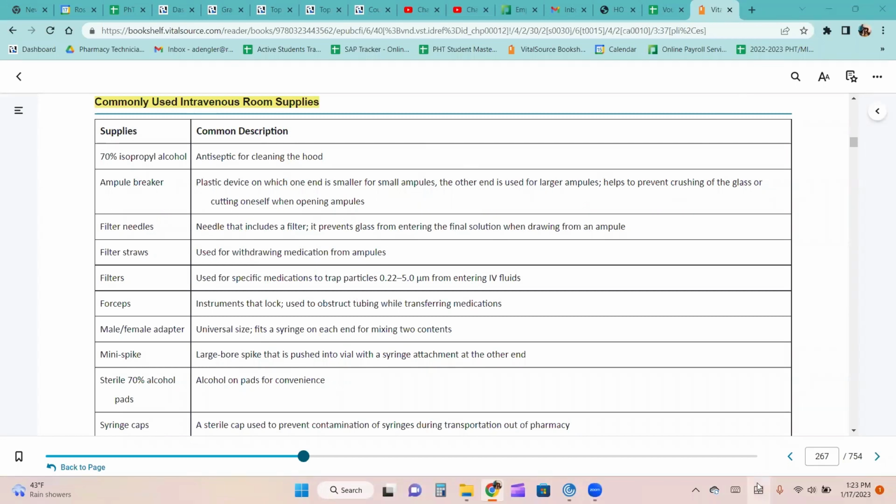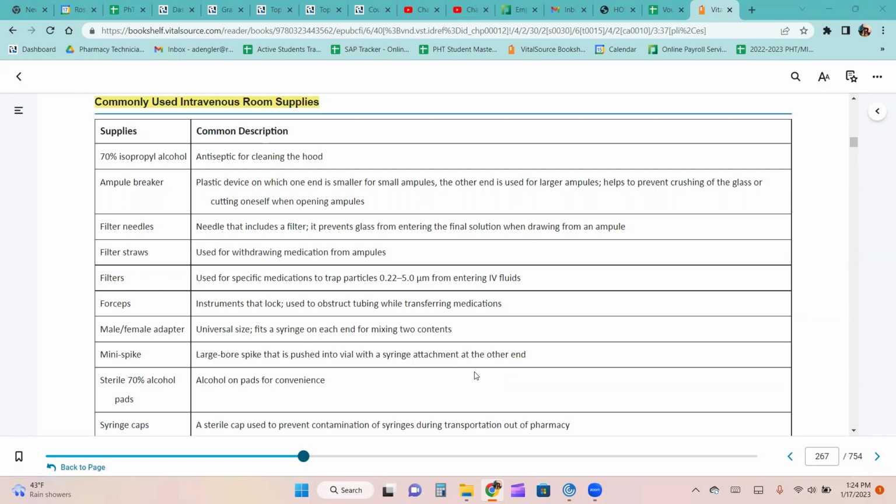Commonly used intravenous room supplies. So we have 70% isopropyl alcohol. It's an antiseptic for cleaning the hood and many other things. Ampule breaker is a device you can put on one end to break the ampule. Filter needles prevent glass from entering the final solution when drawing from an ampule. Filter straws are used for withdrawing medications from ampules. Filters are used for specific medication to trap particles from entering IV fluids. Forceps, instruments that lock, are used to obstruct tubing while transferring medication.